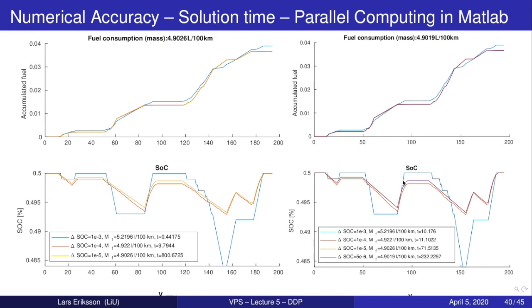Anyway, the main issue that I want you to see is that we have the different solutions for different discretization levels, and you see that it converges. The last two here are more or less on top of each other, both in the state of charge and in the fuel consumption. All three are more or less on top of each other up in the fuel consumption plots. This shows the challenge that finer discretization takes more time, so it's important to solve the right problem, or the problem with the right complexity.